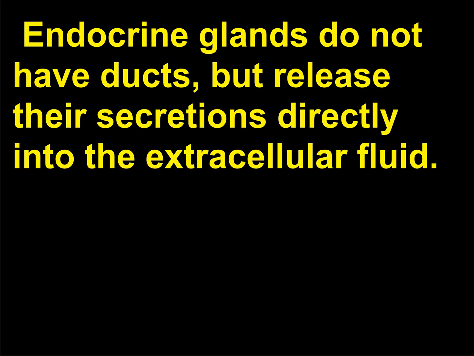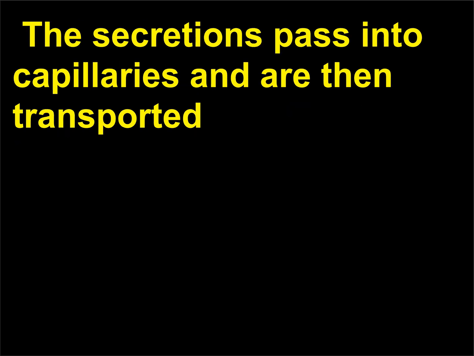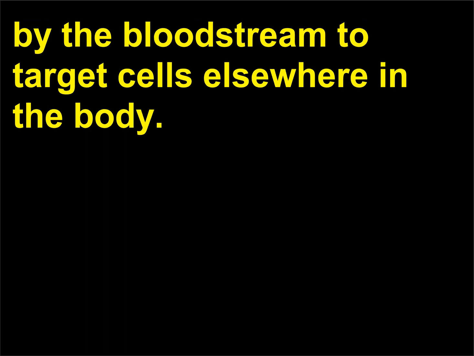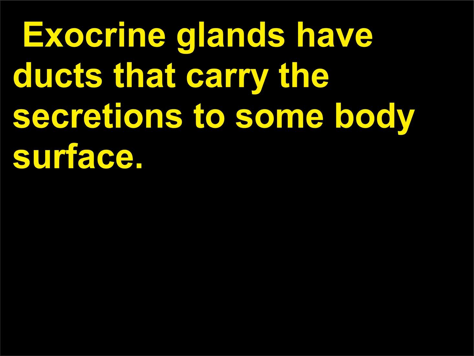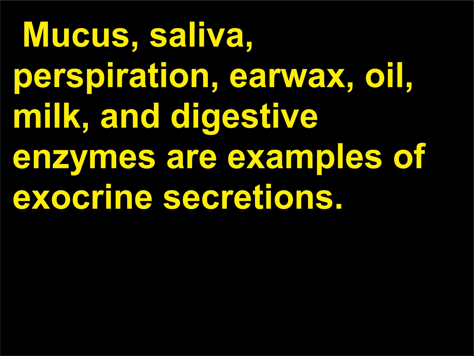Endocrine glands do not have ducts, but release their secretions directly into the extracellular fluid. The secretions pass into capillaries and are then transported by the bloodstream to target cells elsewhere in the body. Exocrine glands have ducts that carry the secretions to some body surface. Mucus, saliva, perspiration, earwax, oil, milk, and digestive enzymes are examples of exocrine secretions.